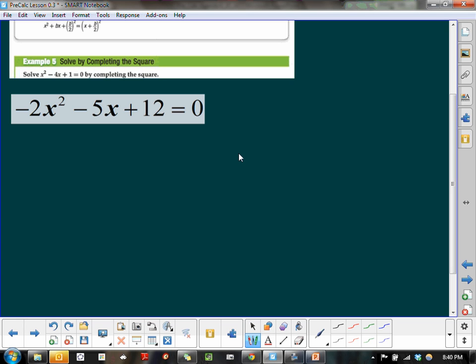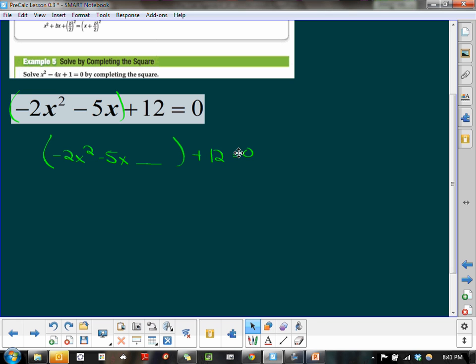The first thing I want to do is group those x's. I'm going to rewrite it with the x's grouped: negative 2x squared minus 5x, grouped. I've got to leave a spot to complete the square, plus 12 equals 0. So I'm grouping the x's.